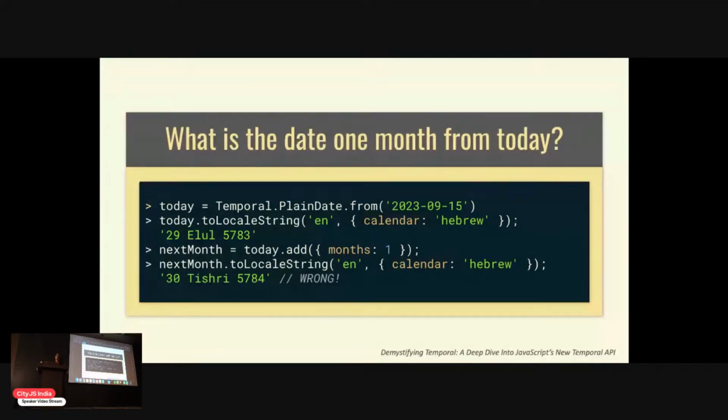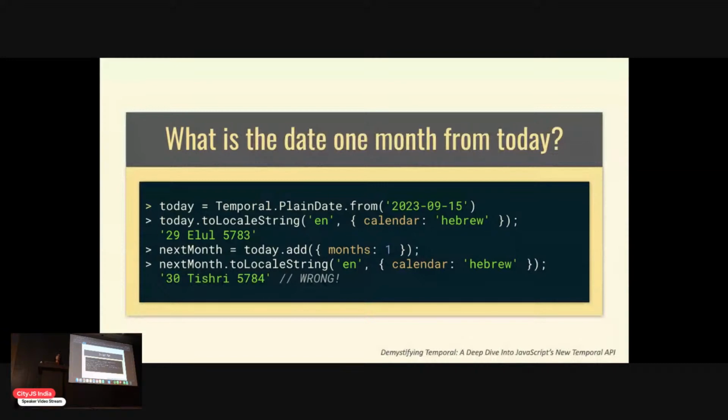So we added a month to it, but the result it gives is not exactly the date which would be 1 month after in the Hebrew calendar. It's actually 1 month and a day apart. So that's the wrong way. So what's the right way of doing it?